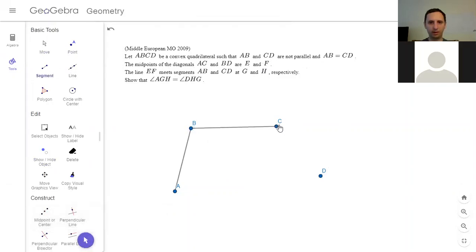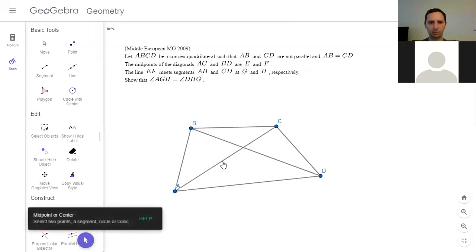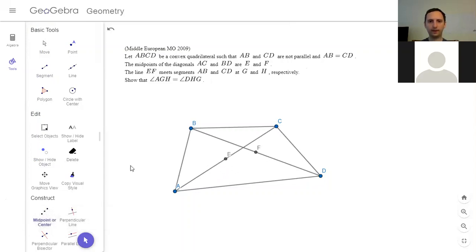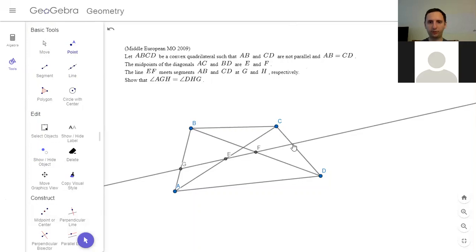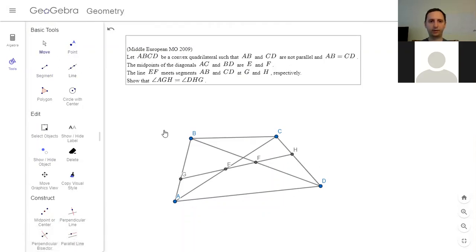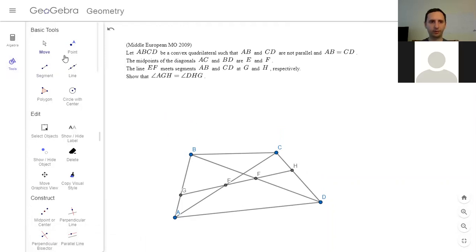And then the midpoints of the diagonals are E and F. And EF meets AB and CD at G and H. And we want to show that angle AGH equals angle DHG. That's interesting. So basically that means if we extend AB and CD, we get an isosceles triangle. So I'm going to try that, see if that works.